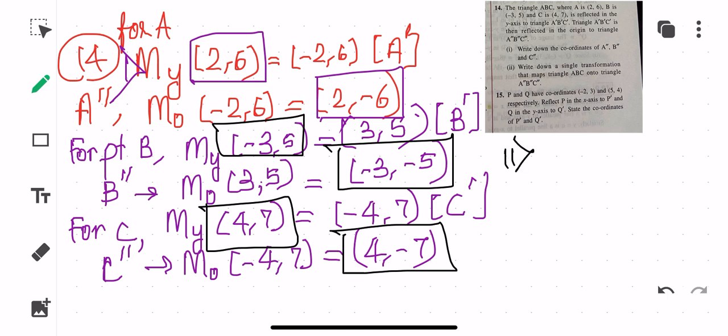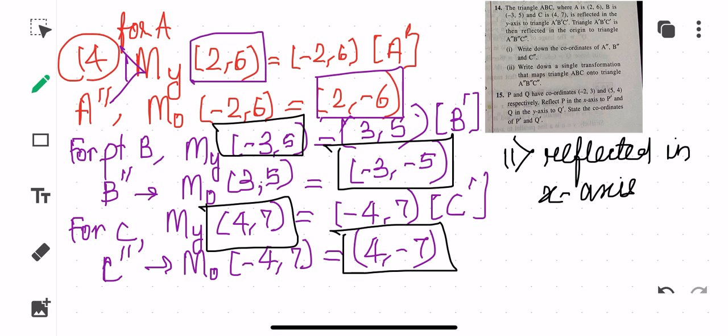So if you just look into these cases clearly, children, then this is my second sub question. You can see that from 2 comma 6 to 2 comma minus 6, the x coordinate is remaining same, the y coordinate is changing its sign. So means that if I am keeping the x coordinate constant and changing the sign of the y coordinate, then I am getting the direct answer. So what will be your answer? You will be writing that it has to be reflected in x axis. Okay, so this is what you are getting. So this is the way this particular sum has to be done.